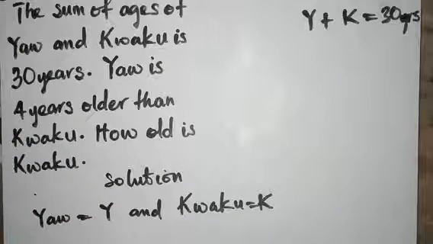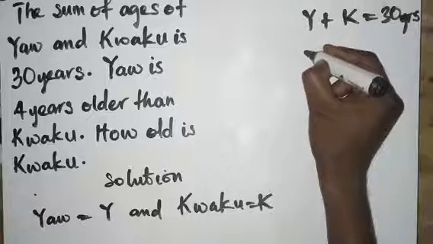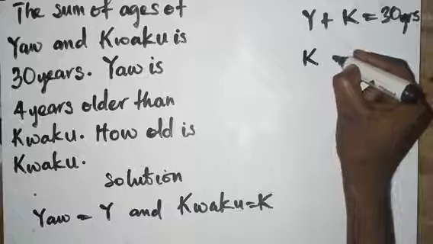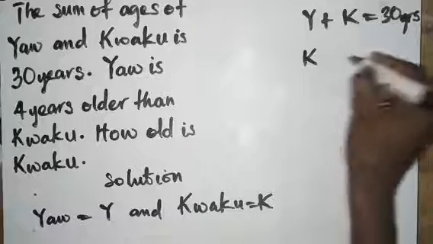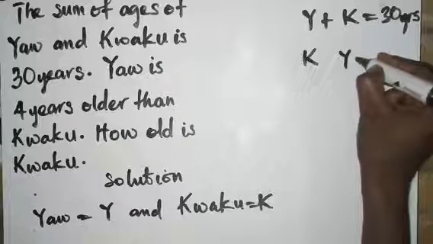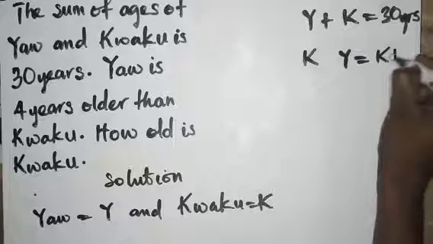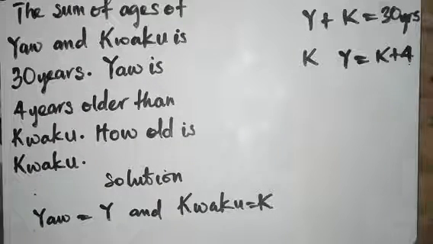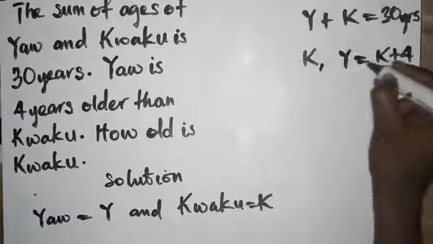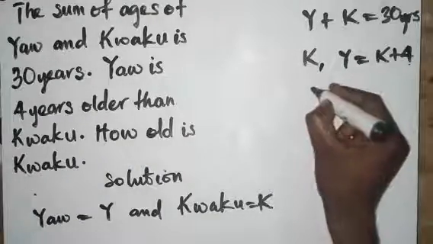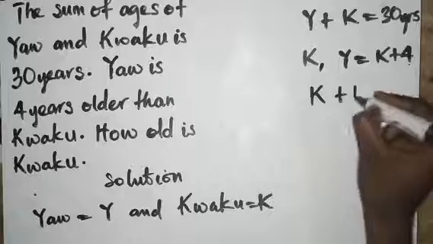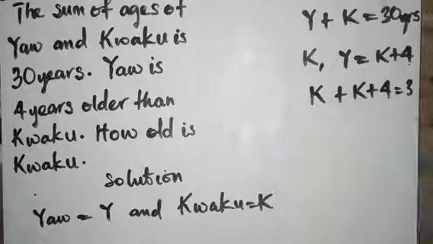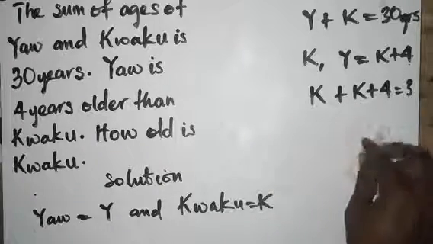So it means that if Kweku is K, Yao will be equal to K plus 4 because Yao is 4 years older than Kweku. So from this, you can clearly see that we got a simple equation. So we got K, which is Kweku, plus K plus 4, which is Yao, equals 30. Let me bring it a little bit back so that I can get enough space.